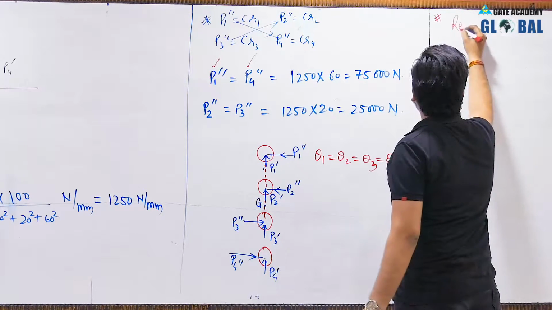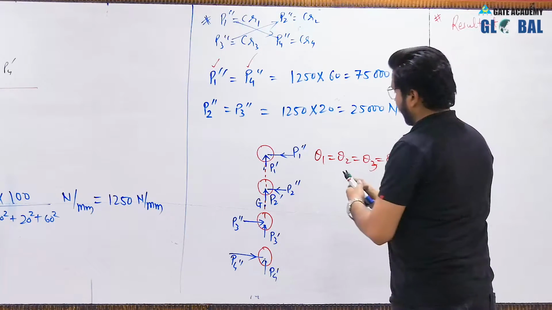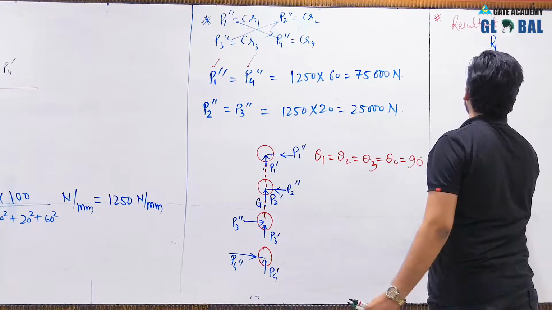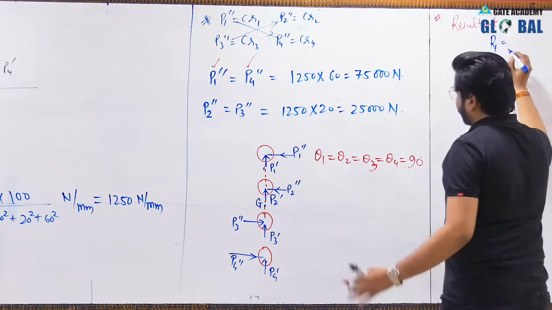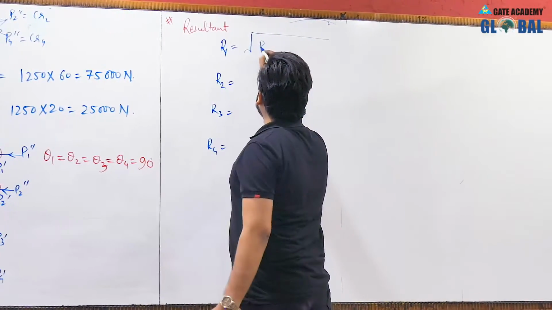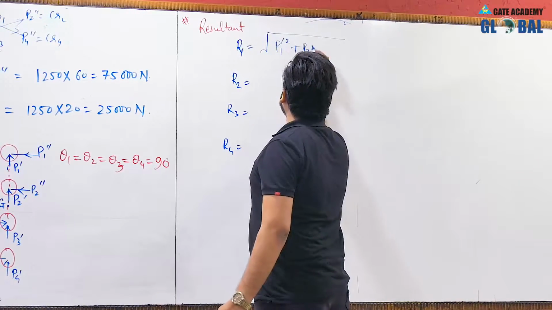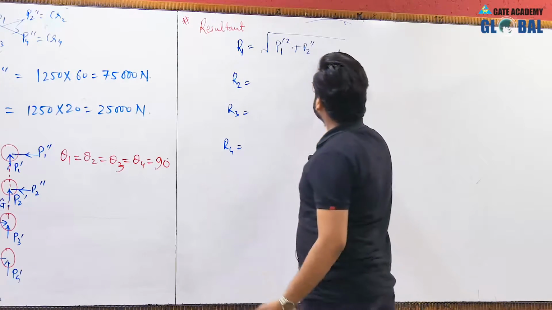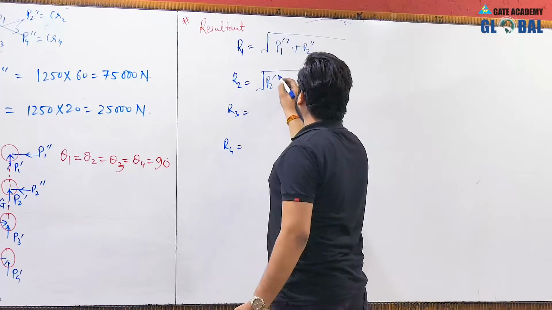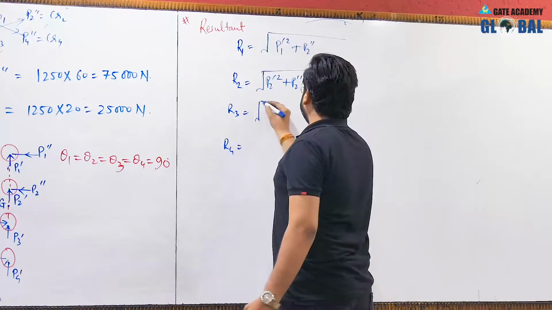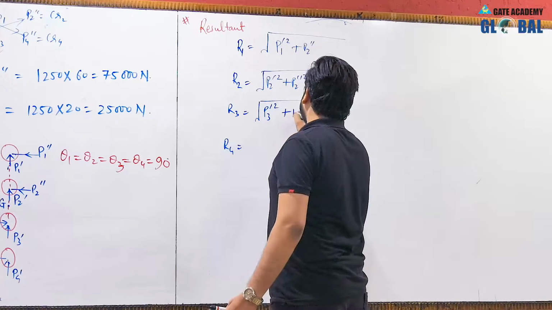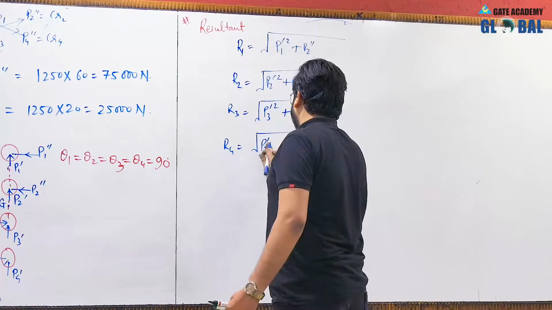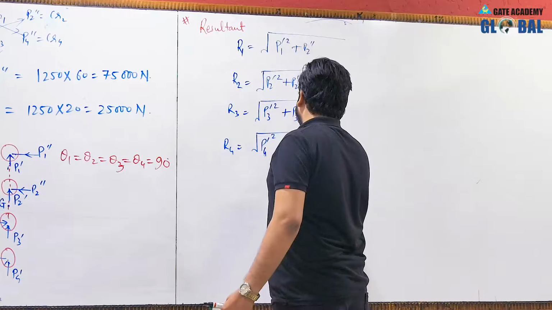So the resultant in this solution will be, first for resultant R1, resultant R2, resultant R3, resultant R4. As the value of theta is 90 degrees, R1 will be root over P1 dash square plus P2 dash square, then 2 P1 dash P2 dash cos theta will become 0 because theta is 90 degrees, cos 90 is 0. Again this will be root over P2 dash square plus P2 double dash square, root over P3 dash square plus P3 double dash square, root over P4 dash square plus P4 double dash square.